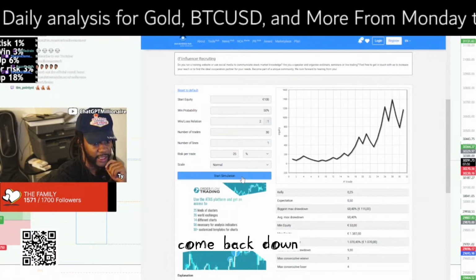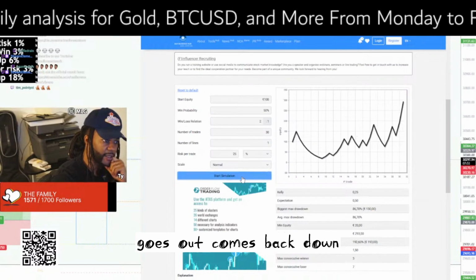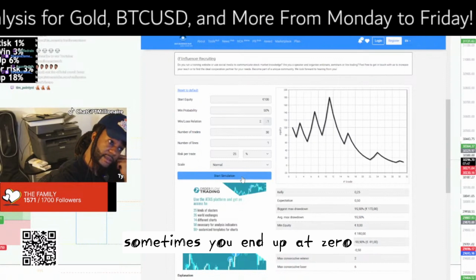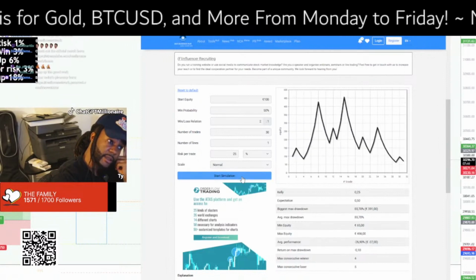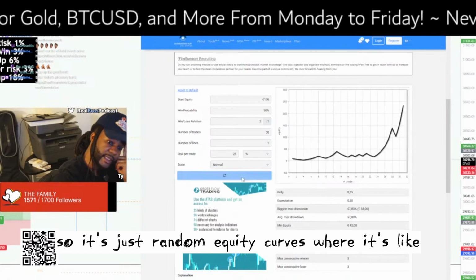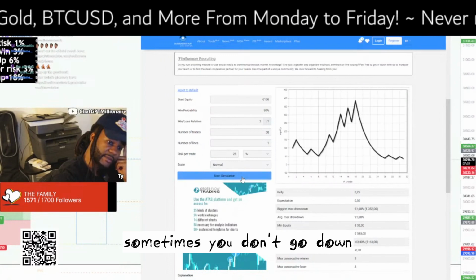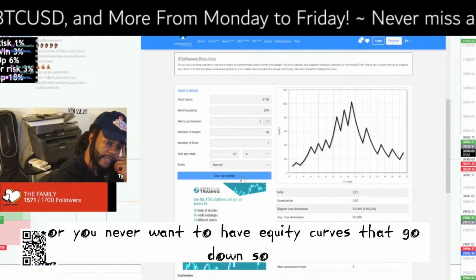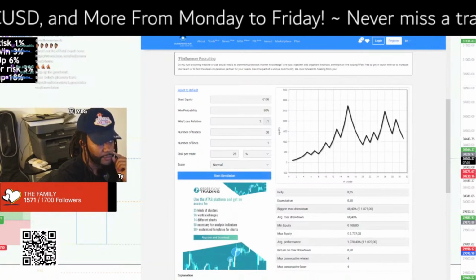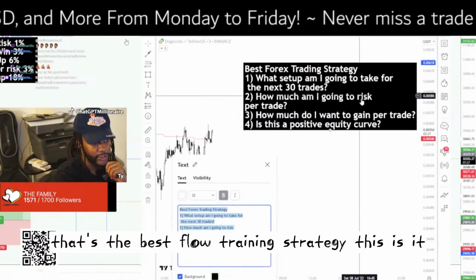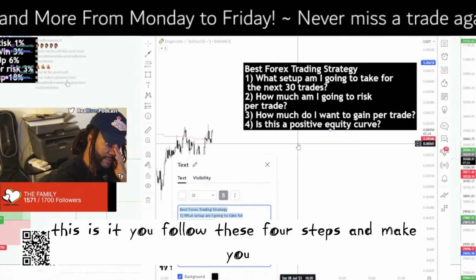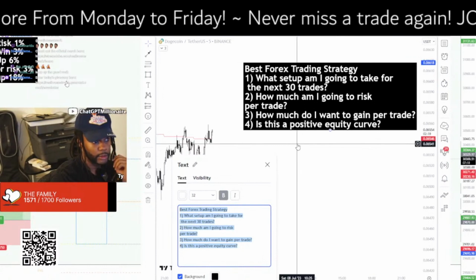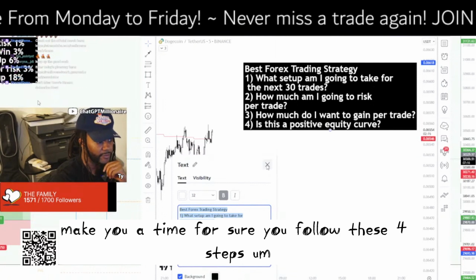Now your equity curve starts to look something like this. It goes up, comes back down, goes up, comes back down, has trouble taking off. Sometimes you end up where you started. Sometimes you end up at 0. You blow your account. So it's just random equity curves where it's not always up. Sometimes you go up, sometimes you go down. So you never want to have equity curves that go down. So if that's the best Forex trading strategy, this is it. You follow these 4 steps, and it'll make you a top Forex trader.